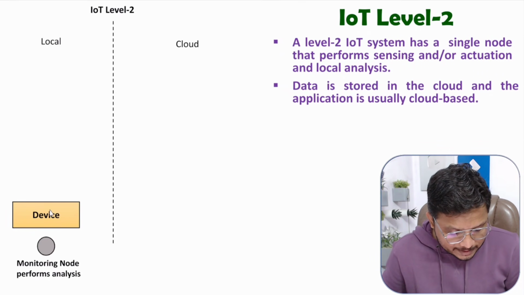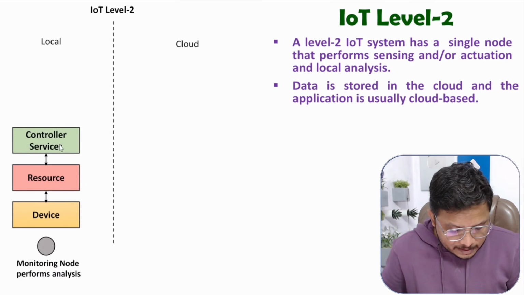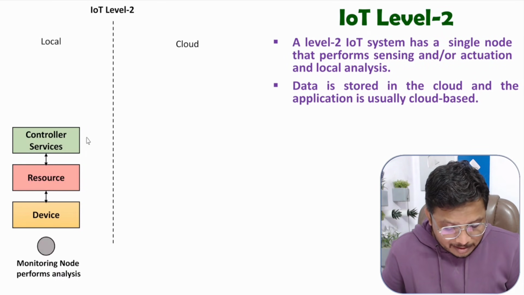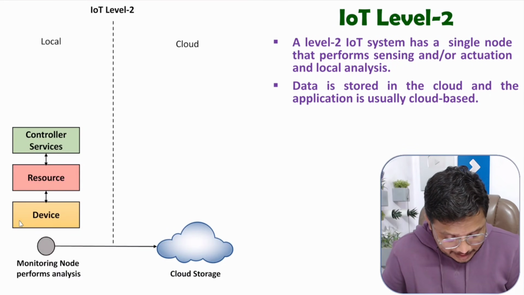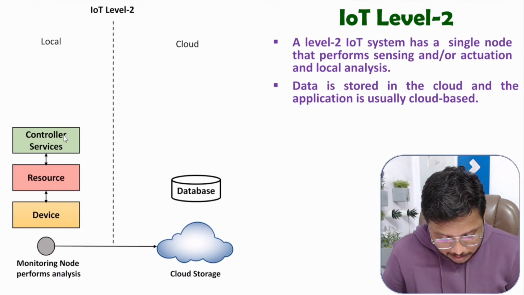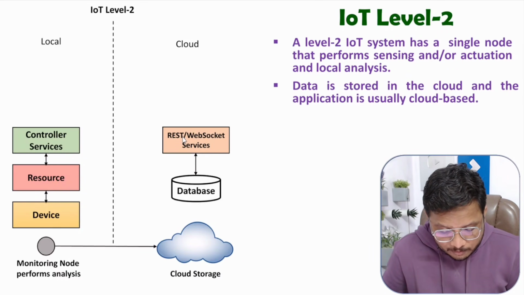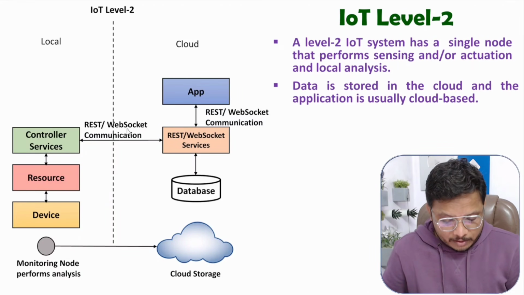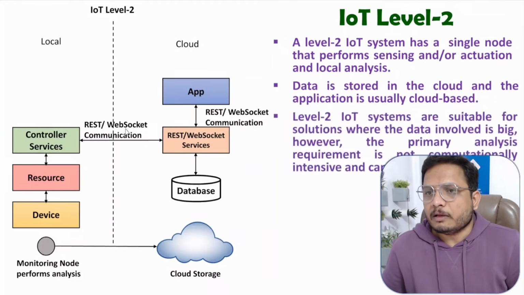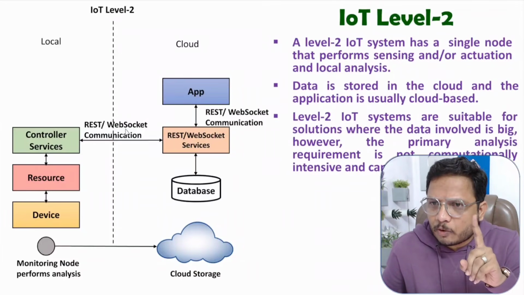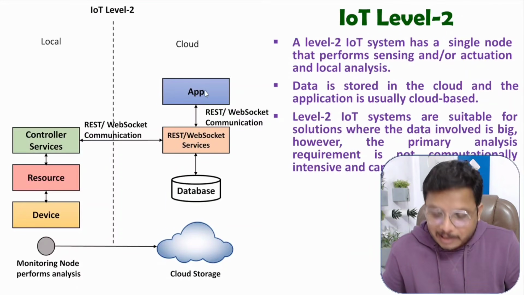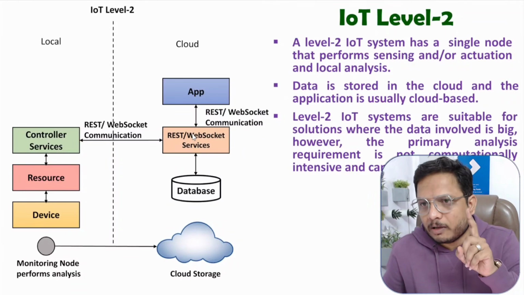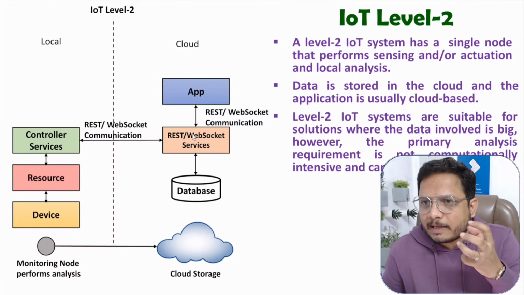With that we'll be having a device which will be interacting with resources, meaning software, and then there will be controller services, which means now we can access data on the cloud, right? So that is how from the controller services we will be accessing data on the cloud, and now there will be a database, right? Whatever data that we are sensing over here, and with the use of REST or WebSocket services, the application will be executed over here, right? So that is how level 2 services will be there. So in level 2 services, we are having a single node only, but here we will be storing data on the cloud. In level 1, we are not storing data on the cloud. Here also, the computational requirement is very simple.